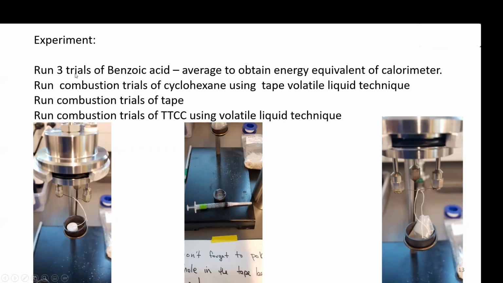Once we have that value, we can use that heat per gram in the case of cyclohexane to make the correction. So 3 trials of calibration to calibrate the bomb calorimeter, and then run combustion trials for cyclohexane and TTCC. TTCC is also a liquid. Because they are liquids, we introduce the tape, which is also combusted inside the bomb. So we need to make the correction for the tape. Then we run the combustion trials of the tape to calculate the correction. Questions?